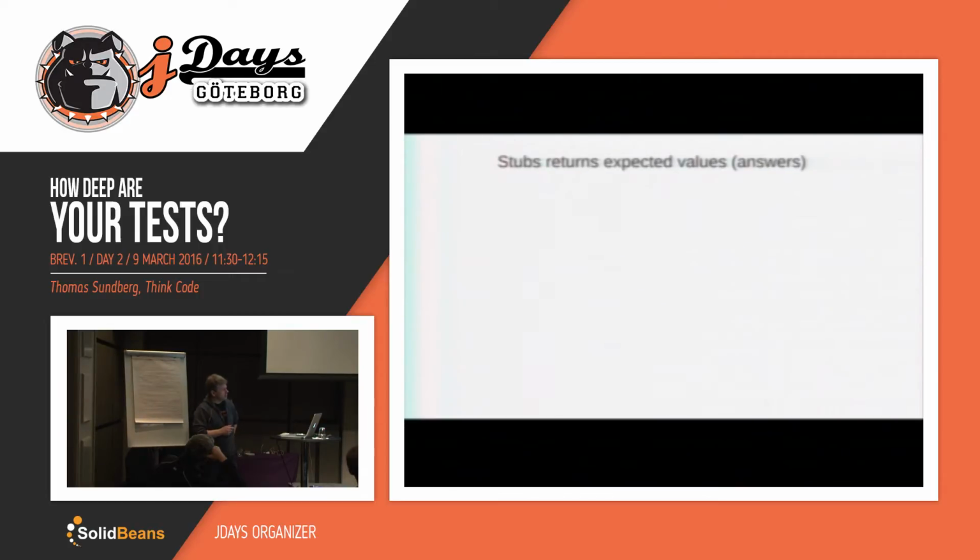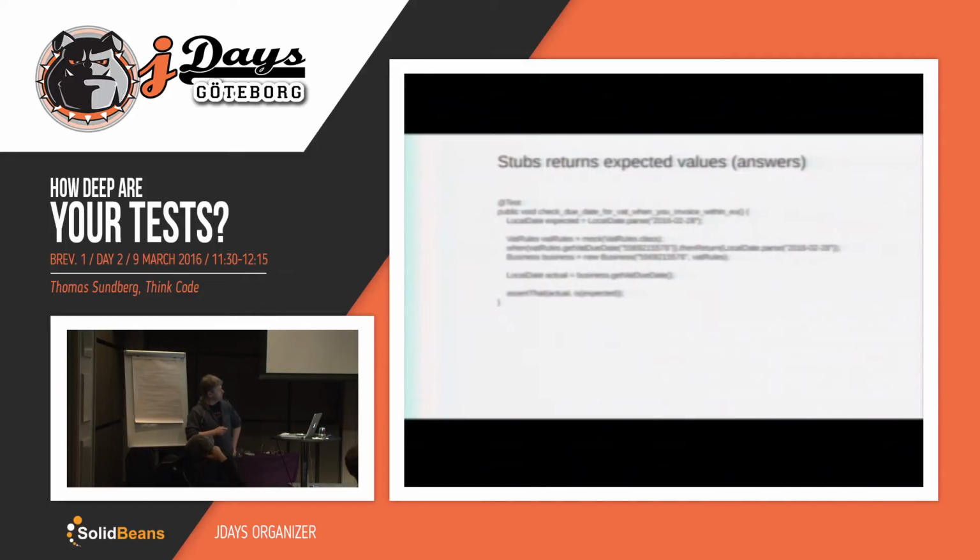And then I'm interested in getting an expected answer. A test that verifies that could be written like this. I expect a specific date. I create, once again, a mock of the VAT rules engine. But now, when I give it a specific organization number, then I should return a specific value. And then I create the business, use it, and verify that I actually got that value back. This is a way for me to verify that if I give this method this organization number, then I should expect a specific date. Okay?